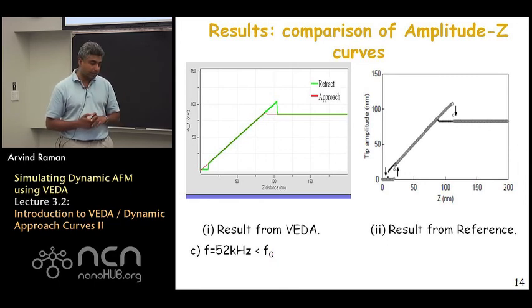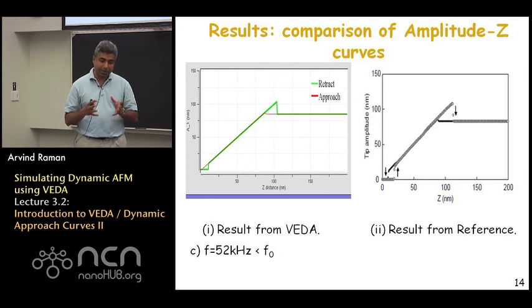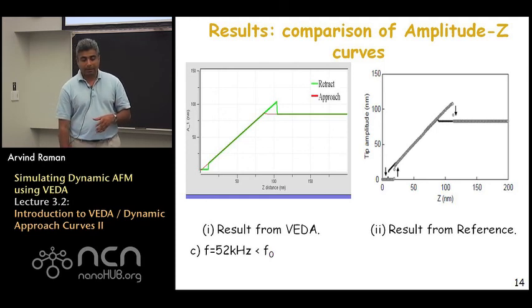So, in conclusion, we have looked today, using VEDA, at how the choice of free amplitude, or amplitude far from a sample, cantilever stiffness, and drive frequency tend to influence this transition between attractive and repulsive regimes, which is so important to understand, to really interpret the data that you're getting from the microscope, and to optimize the conditions to probe the relevant properties of the material that you're interested in.